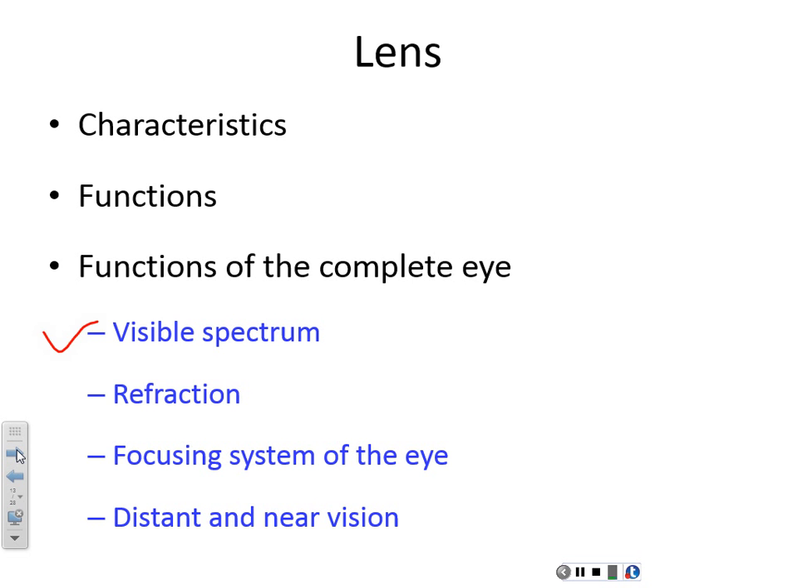And then of course the visible spectrum is what the eye can see. Refraction is bending light. The focusing system of the eye, that's the lens, because it fine tunes the focus of light onto the macula. Distant and near vision: distant vision is 20 feet and beyond. Near vision is before that, and that's when you have to do accommodation, and the lens has to change shape for that.